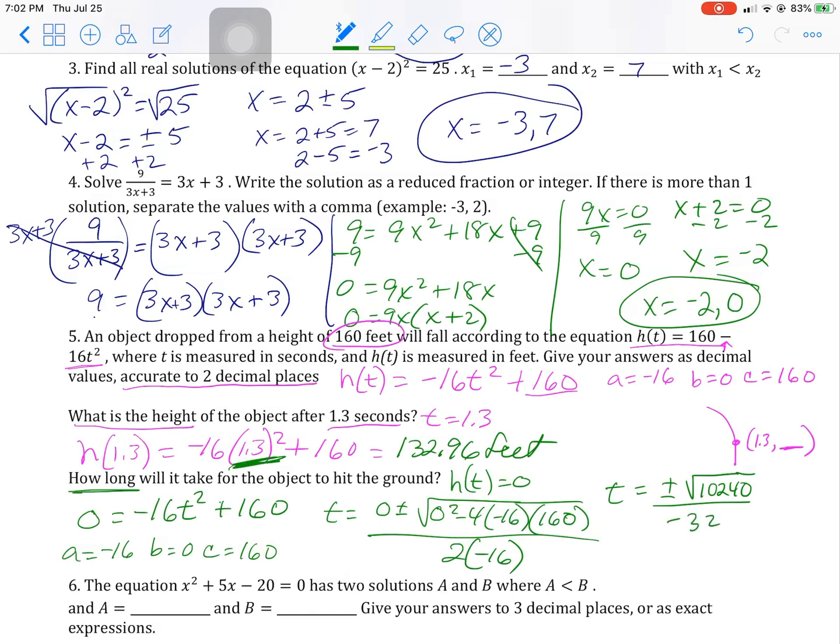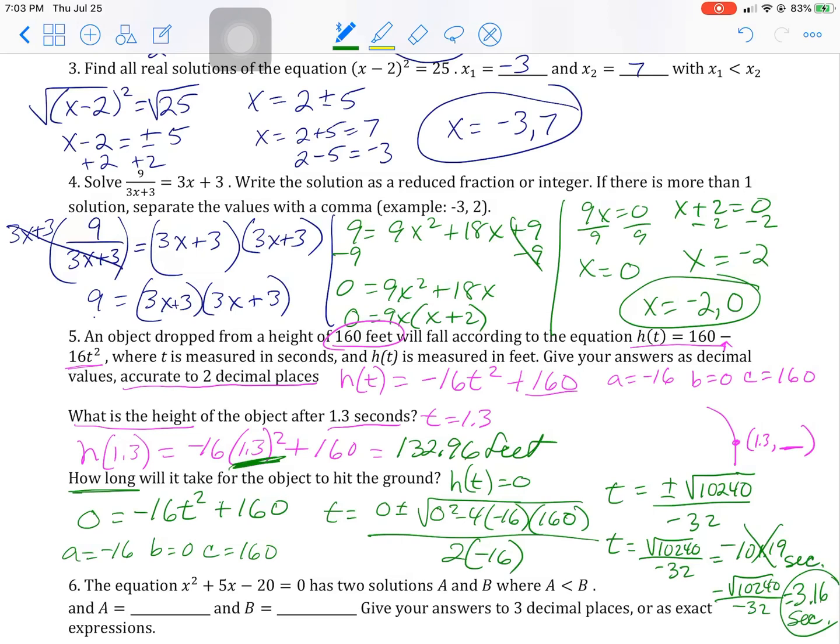Okay. So plus or positive, find that answer and then divide by 32, and you're going to get a negative 101.19, which doesn't make sense when you're talking seconds. So that's not the one I want. So I must want the negative 10240 over negative 32. That's going to give me 3.16 seconds. That's the one I want. Okay, that's how long it's going to take to get to the ground.